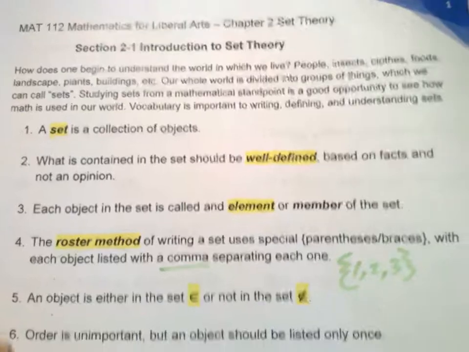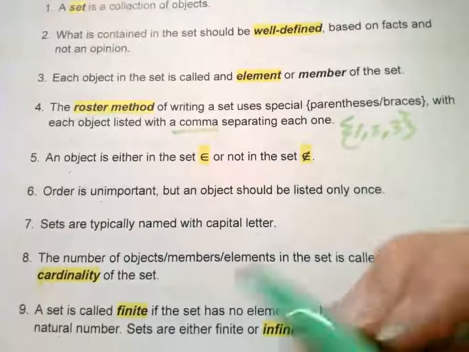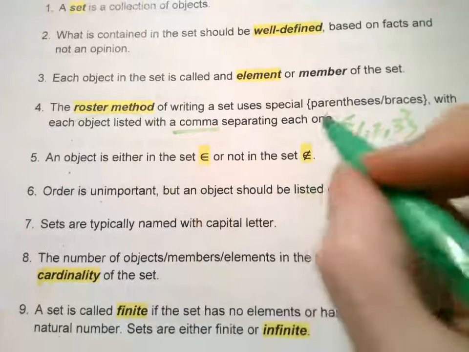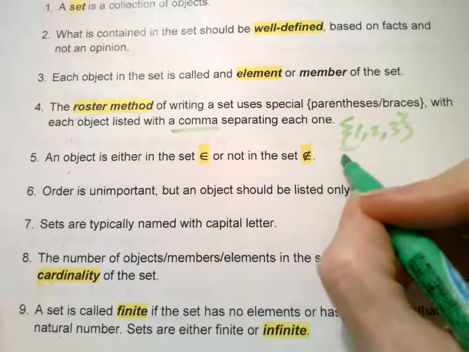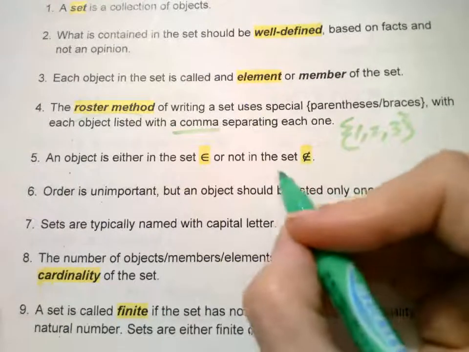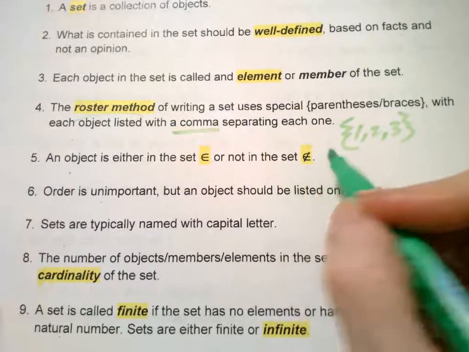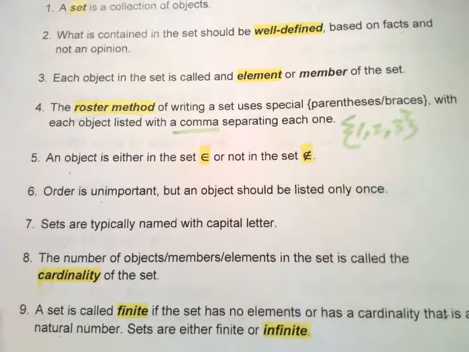Okay. Something is either in a set or not in a set. You can say that 1 is in the set above, and 0 is not in the set above. So these are the symbols for in the set, or is an element of the set, or not an element of the set.